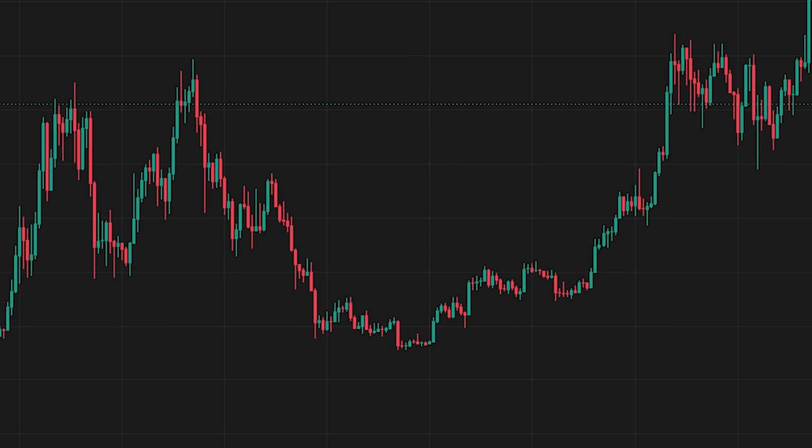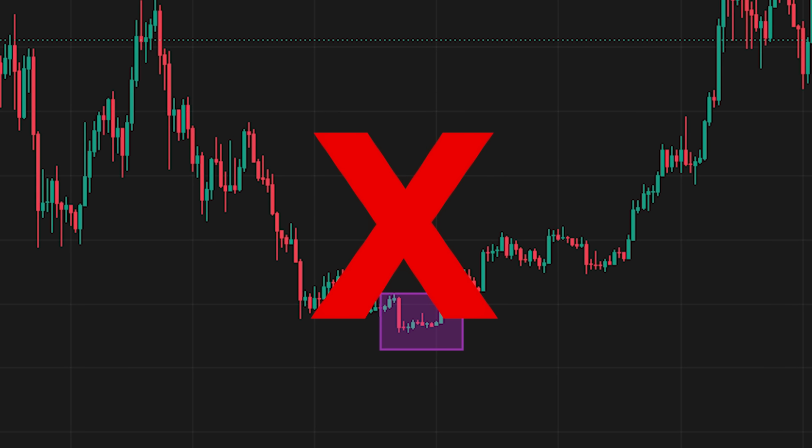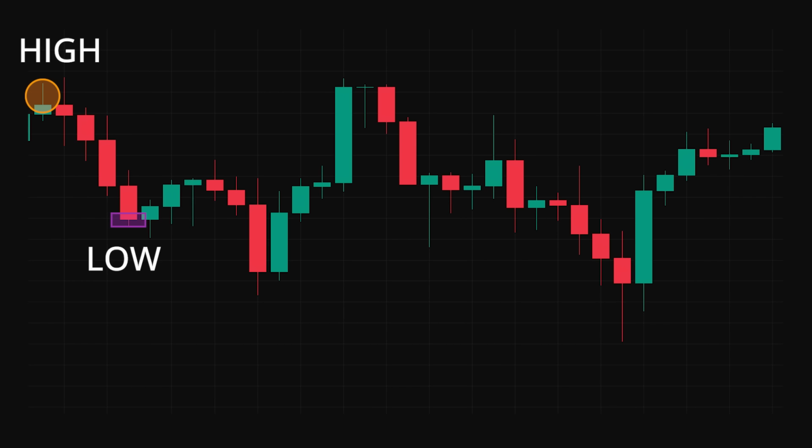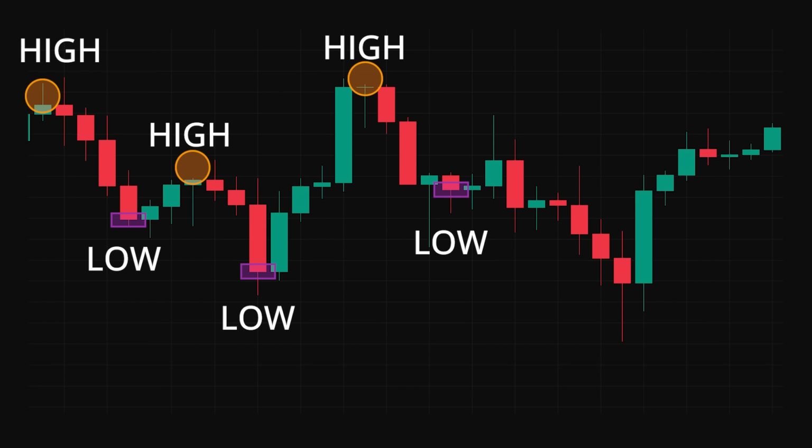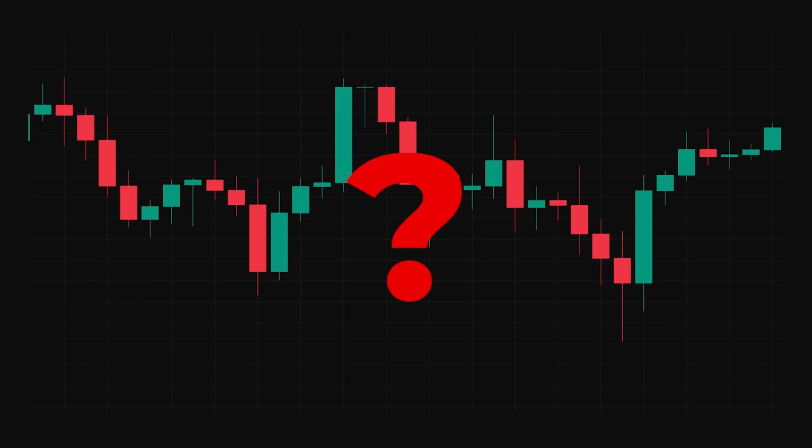So this means I can catch the exact bottom? No, nobody can know that. What you'll learn today is the highs and lows that form every day on any chart. These highs and lows become an edge you can use in the market right away. Not sure what I mean? No worries. I'll show you one step at a time.